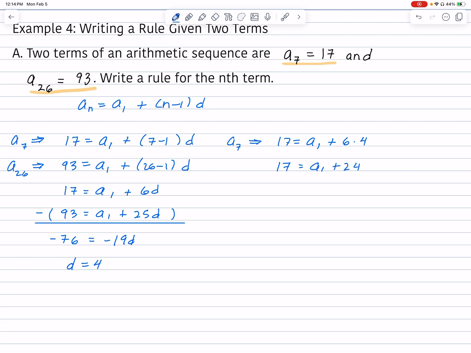So subtracting 24 from both sides, I get negative 7 equals the first term. So our formula is going to be a_n equals our first term plus n minus 1 times d, which is 4, right? So we grab the first term and our d. From there, we can just do a little bit of cleanup. And that is how we write our sequence equation given 2 points.